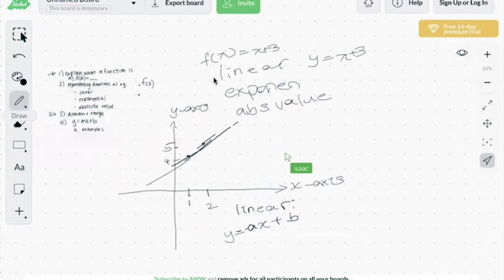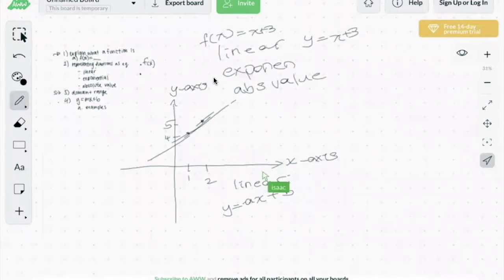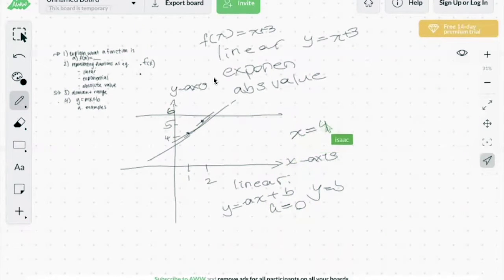Sometimes when a equals 0, then you would get y equals b. This would be a vertical line. No, it's a horizontal line. So it's a straight horizontal line at b, and if this was the function and there's nothing else, then this would be a vertical line at x equals 4.